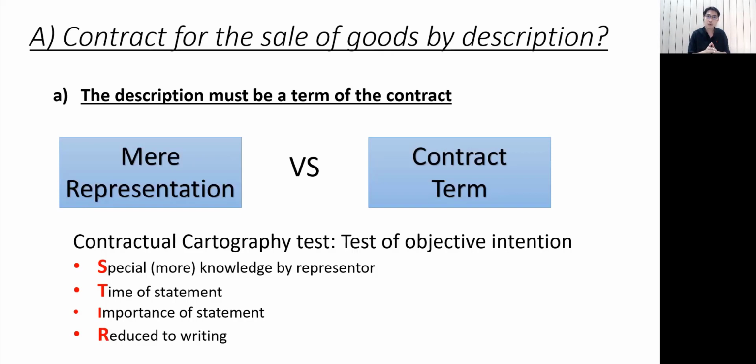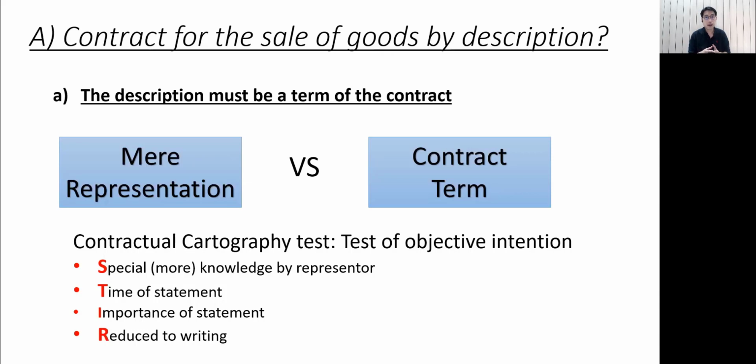When was it made? Was it made very close in proximity to the time of the contract? Or was it made a long time ago, before there was a contract? Then the importance of the statement. Is it a type of statement that is of secondary, ancillary importance, or really very important? The last one, was it reduced to writing? Now, at this juncture, I will leave it to you to apply these 4 points in your answer to argue. But I think you know how this can come to a conclusion.